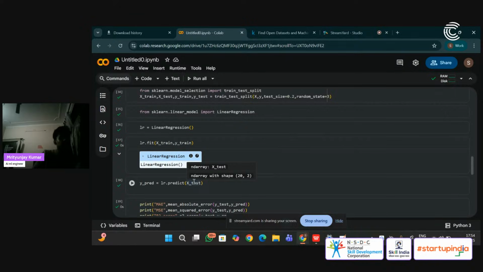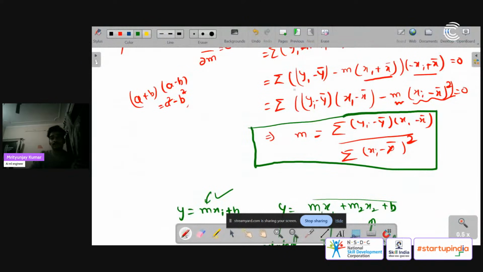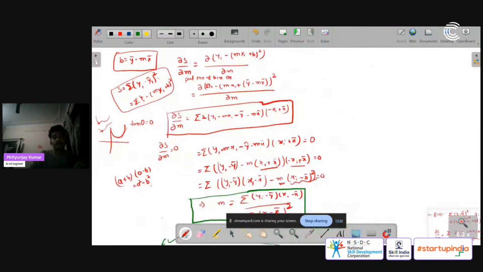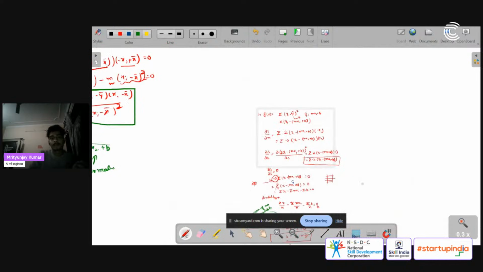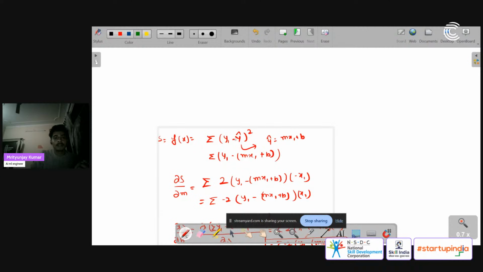We get some value, right? After getting some value we get y predicted, that is y hat. I will show you. Okay, I guess I missed it somewhere. Yeah, here. So here you can see, right? I have told you y hat. This y hat is nothing but the value predicted by the model.